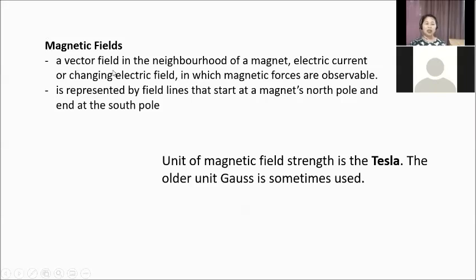Magnetic field is a vector field in the neighborhood of a magnet, an electric current or changing electric field in which magnetic forces are observable. And magnetic field is represented by field lines that start at the magnet's north pole and end at the south pole. The unit of magnetic field is Tesla.